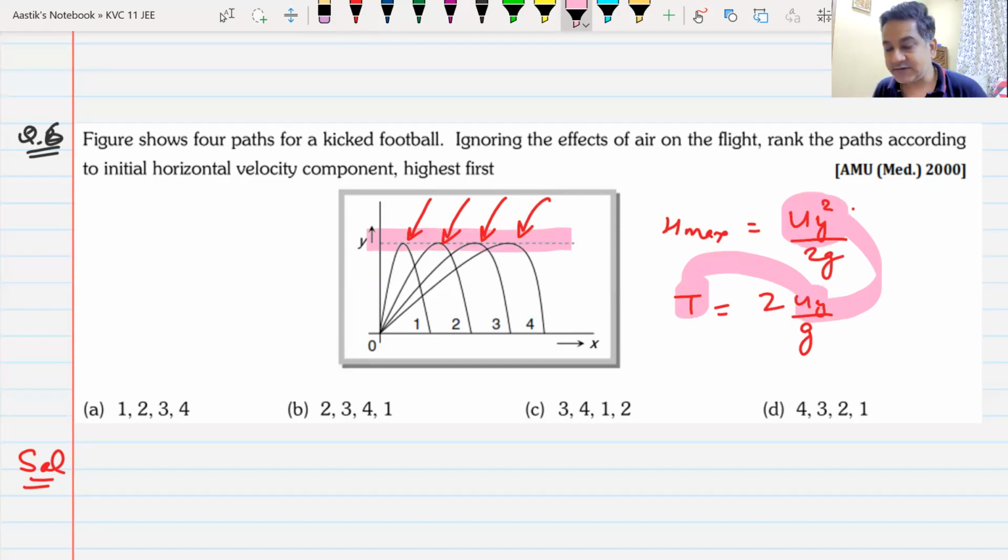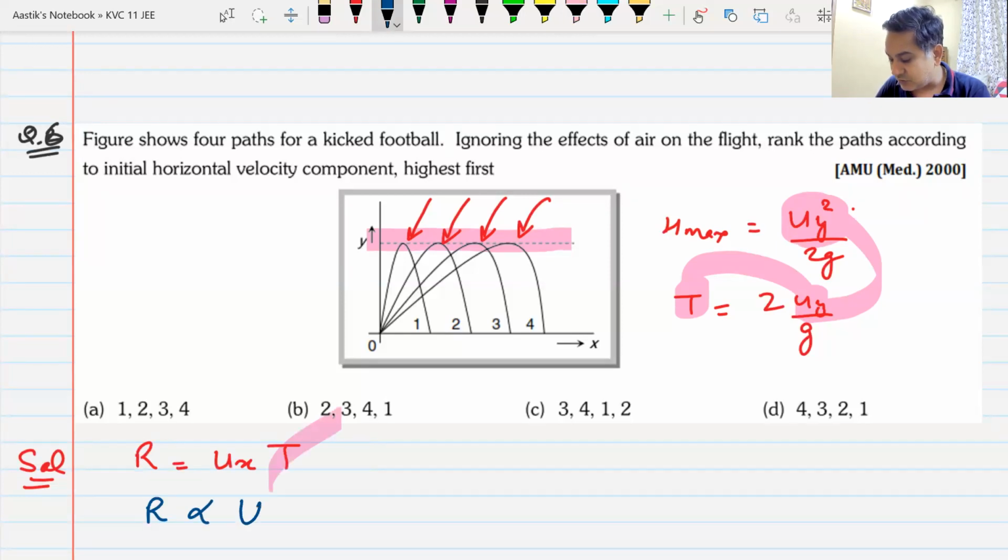Do we understand this? So instead of telling you straight away that they have the same time of flight, they have given you this diagram. From this diagram, we see that maximum height is the same. Maximum height same, meaning time of flight is the same. Now, if the time of flight is the same, I can use the formula for range as ux multiplied by t. Time of flight is the same for all the four cases. So I can write range will be directly proportional to the initial horizontal component of velocity.